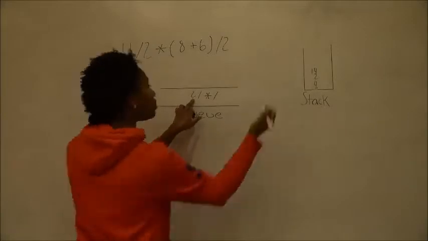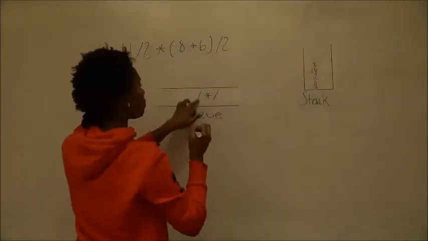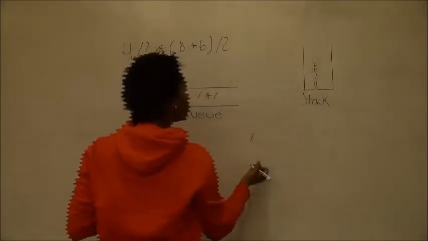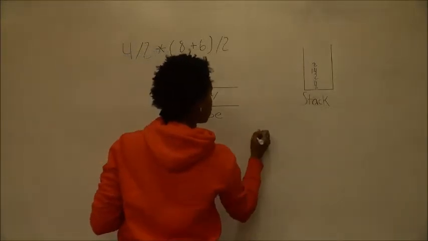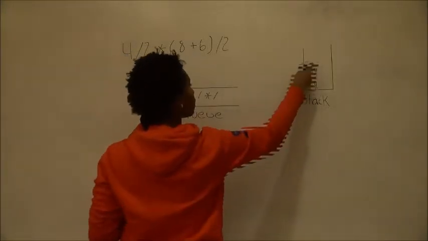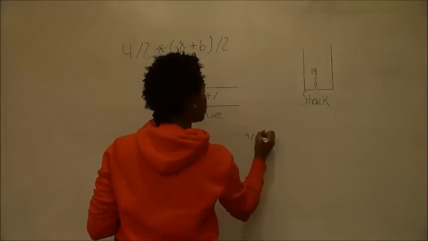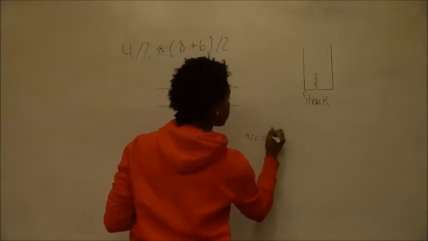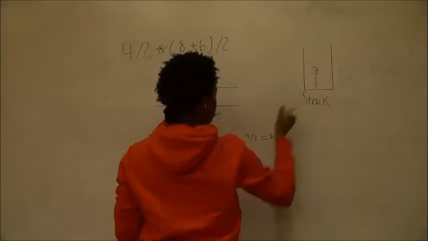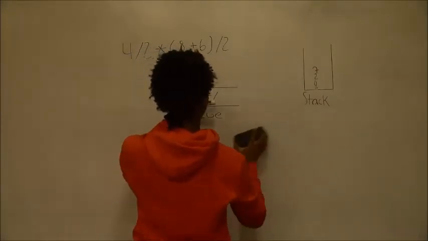2 is a number, so that goes into the top of the stack. Division is an operator, so it's pulled out. We take the 2 from the top of the stack and put it to the right of the operator, and take the 14 out of the stack and put it to the left of the operator. We solve and get 7. 7 is returned to the top of the stack.